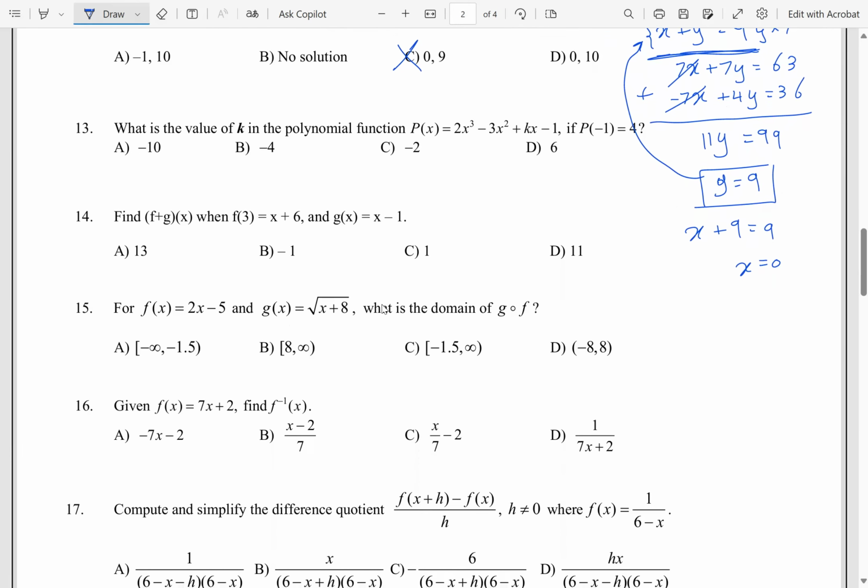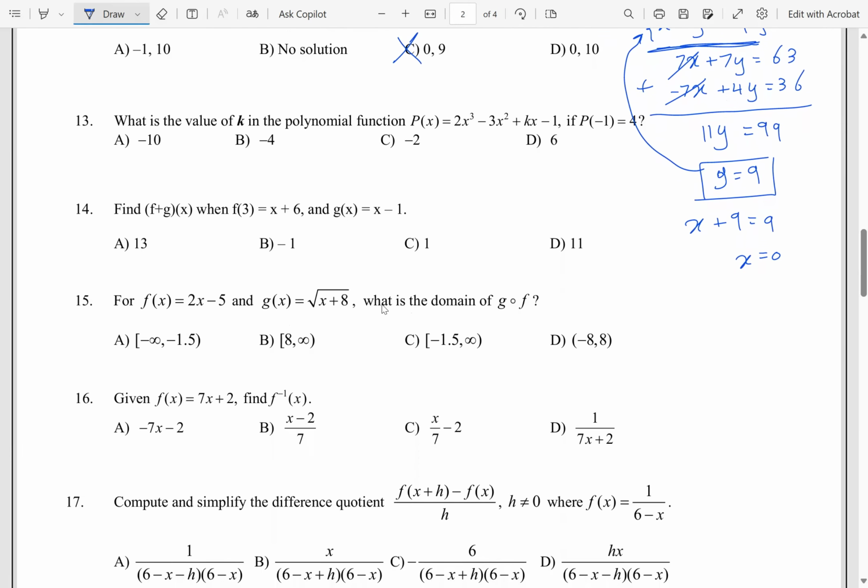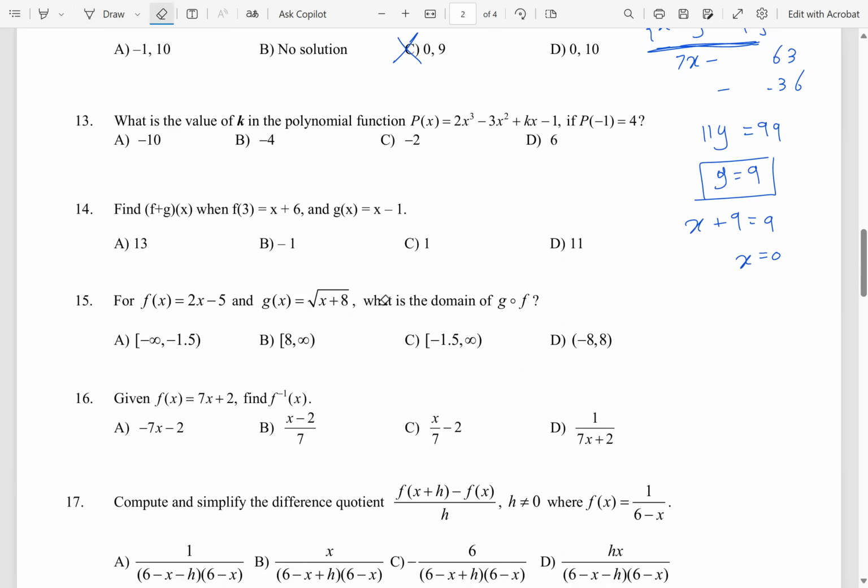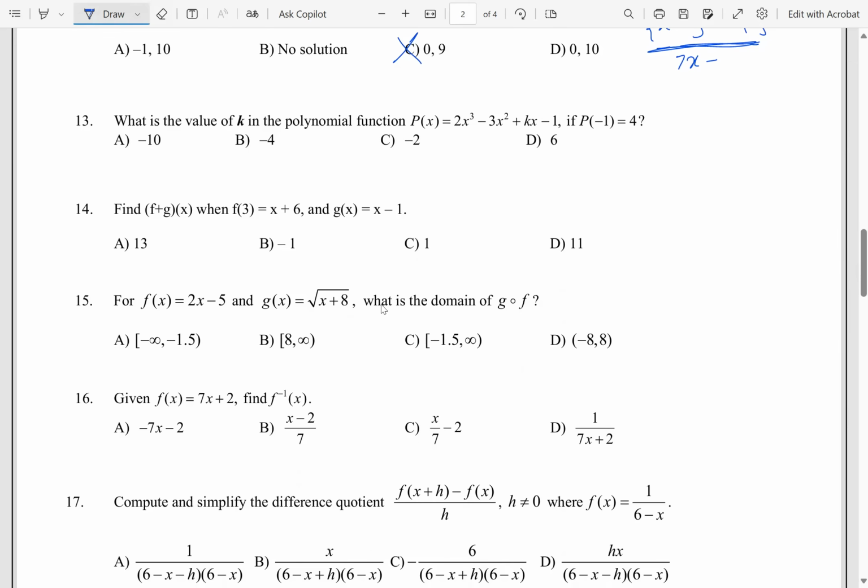Question number 13, quite easy. What is the value of k in the polynomial function P of x is 2x cubed minus 3x squared plus kx minus 1, if P of negative 1 is equal to 4? You just go to this polynomial and substitute. For P of negative 1, write negative 1 instead of each x.